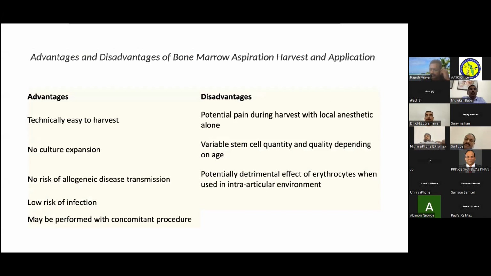The advantage is that it is technically easy to harvest, and it's a single-stage procedure. There's no need for culture, no risk of disease transmission, and it can be performed along with a concomitant procedure. Not uncommonly, we do BMAC along with the HTO, or with the root repair. So that can be done as a concomitant procedure also. But the disadvantages are the potential pain during harvest and variable stem cell quality and quantity.